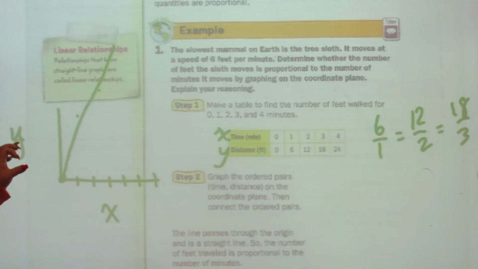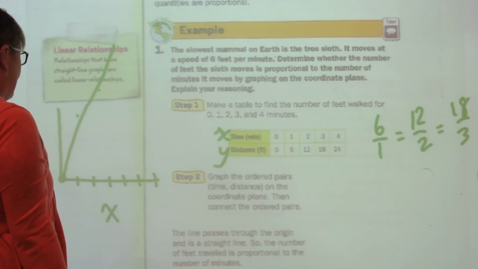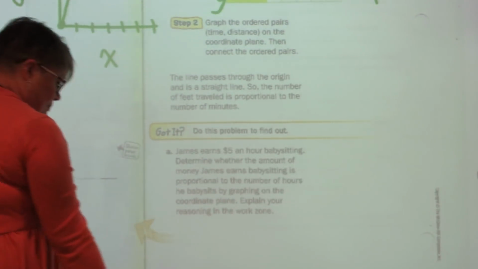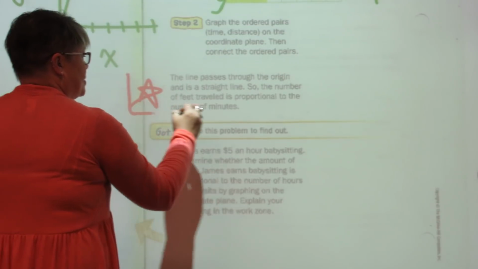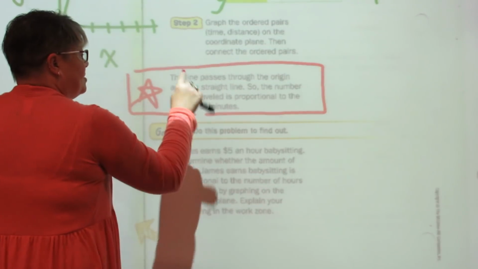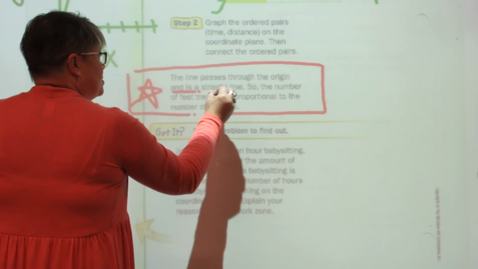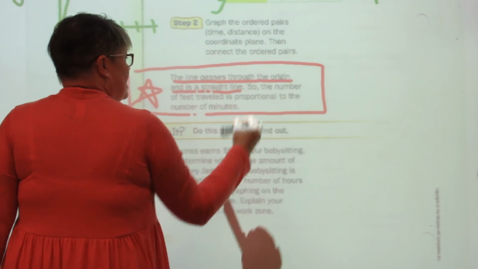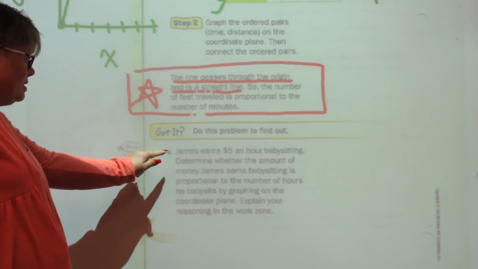In the origin, if you have a proportional relationship, it will always start at the origin and be a straight line that goes from there. Okay? So this is super important if you want to highlight it. The line passes through the origin and is a straight line, so it is proportional. A straight line passing through the origin is a proportional relationship, okay?